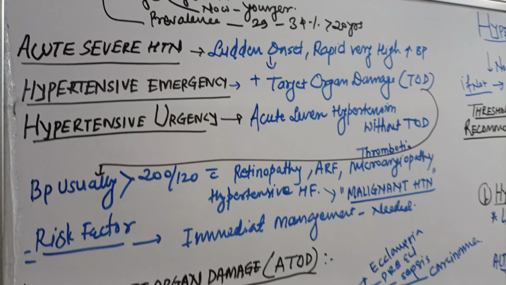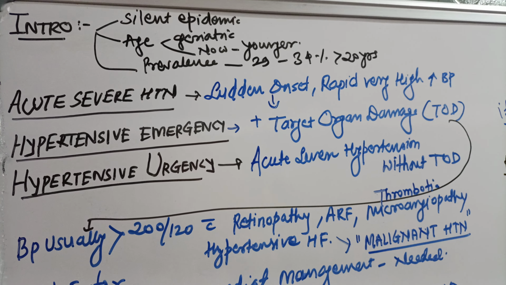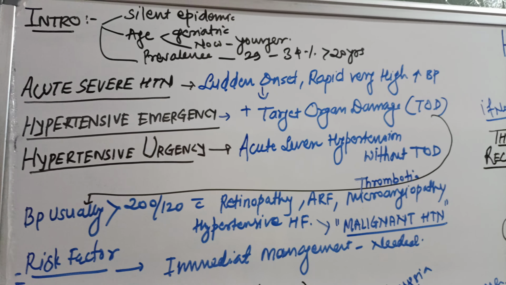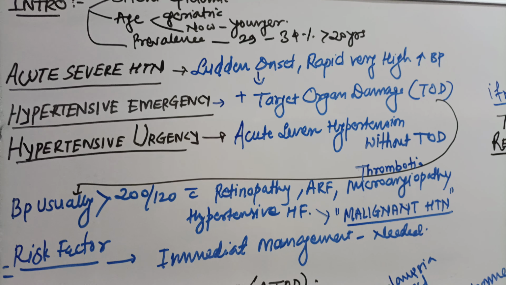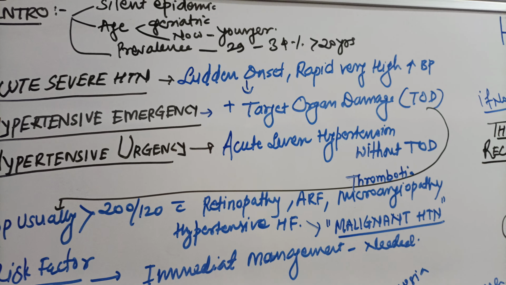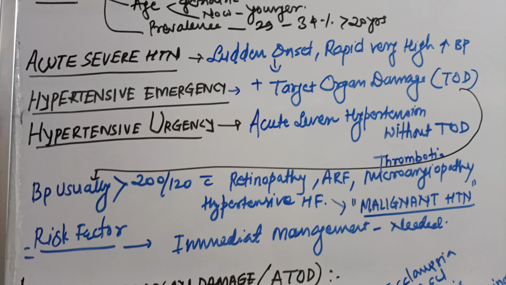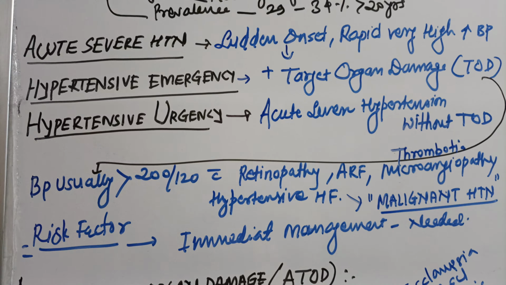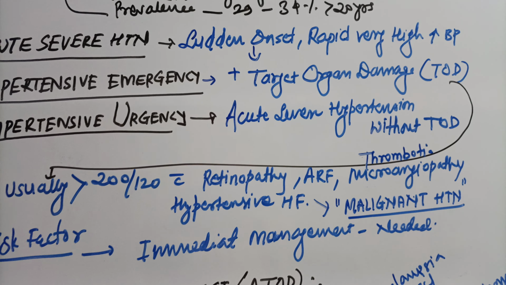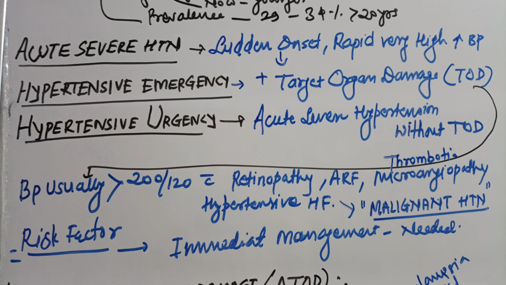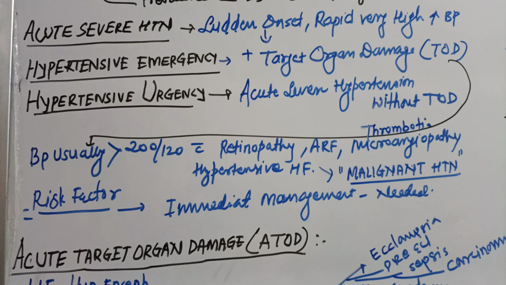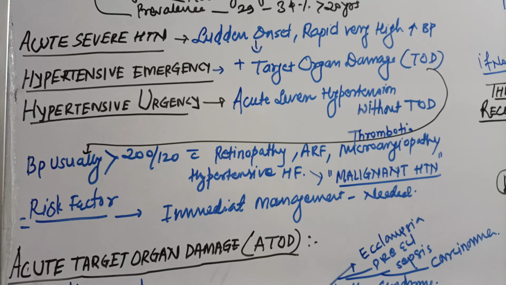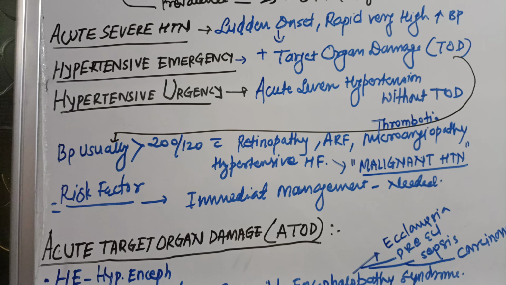So the emergencies are classified as acute severe hypertension, hypertensive emergency, and hypertensive urgency. What is acute severe hypertension? It is sudden onset, rapid, very high blood pressure. Hypertensive emergency: whenever acute severe hypertension is associated with target organ damage, that is called hypertensive emergency, and it needs immediate treatment. Hypertensive urgency is acute severe hypertension without target organ damage.